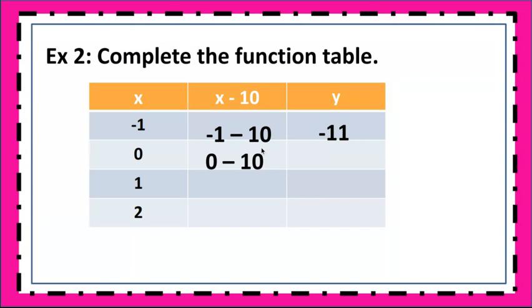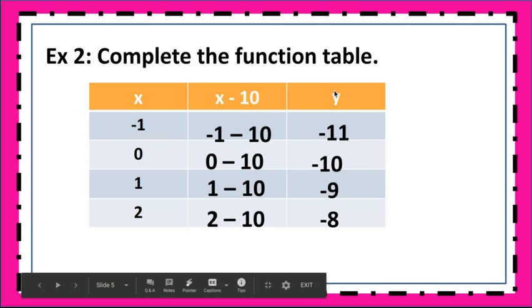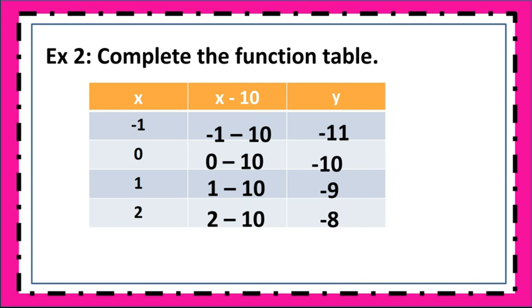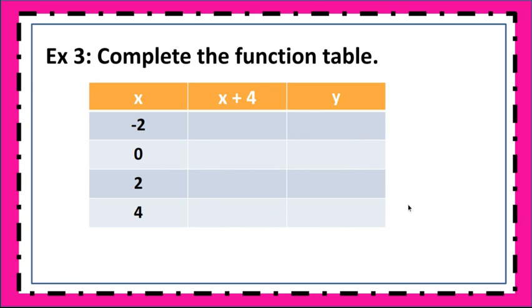I'm going to do the same with 0. So 0 minus 10, my y value or my output value, is -10. 1 minus 10, simply replacing x with 1, is -9. And then 2 minus 10 is -8. X values are inputs, the function rule shows my work, substituting in, and the y value is my output. So when I input a -1, the output is -11. When I input a 0, the output is -10. When I input a 1, the output is -9. And when I input a 2, the output is -8.